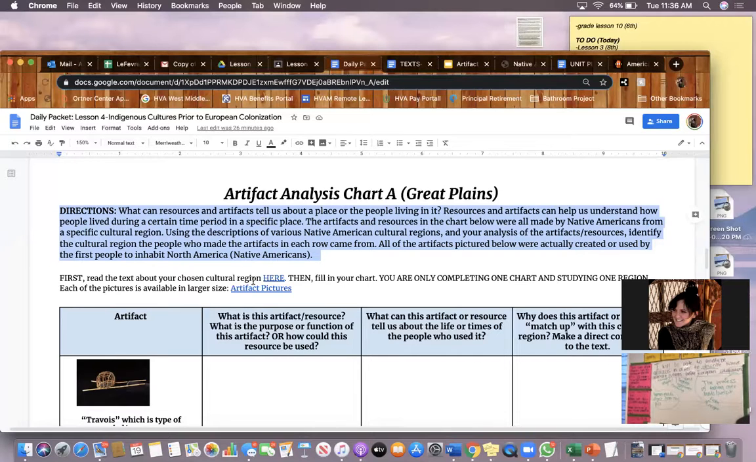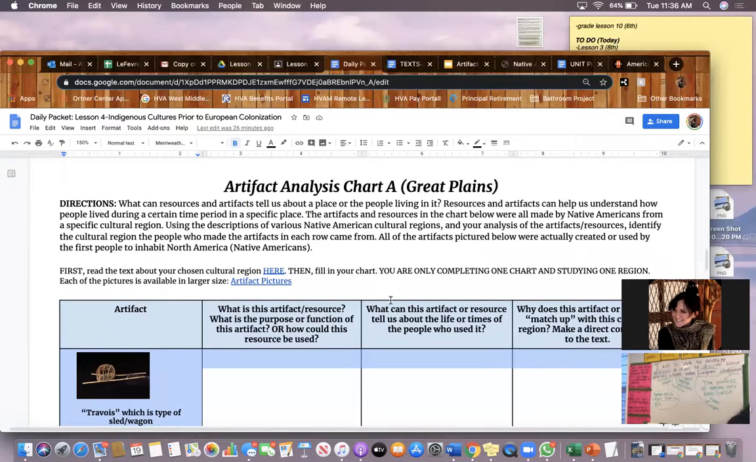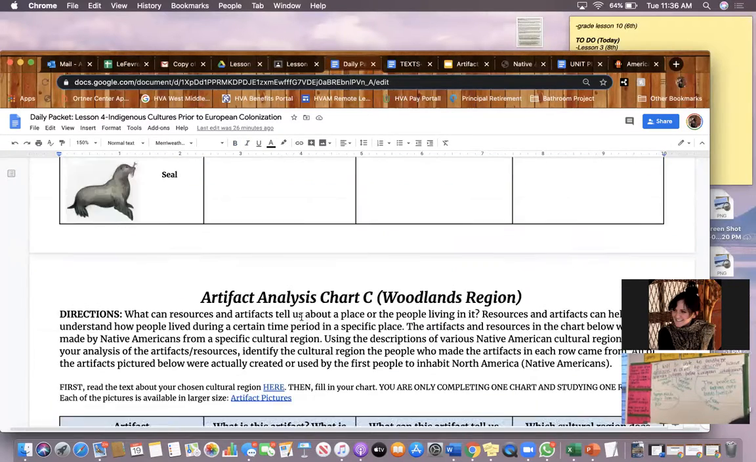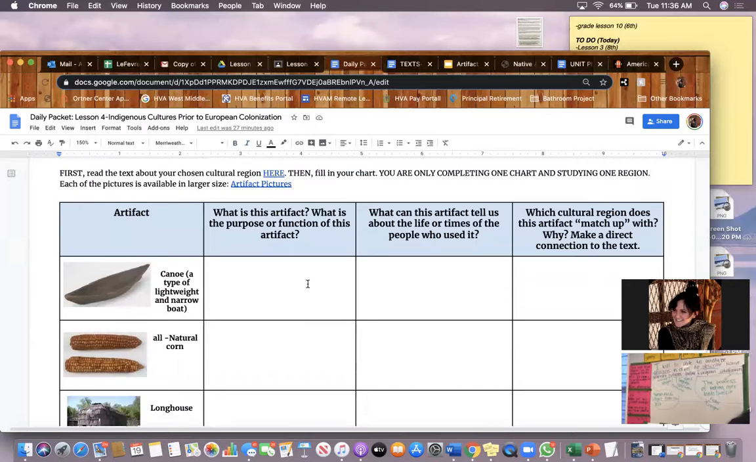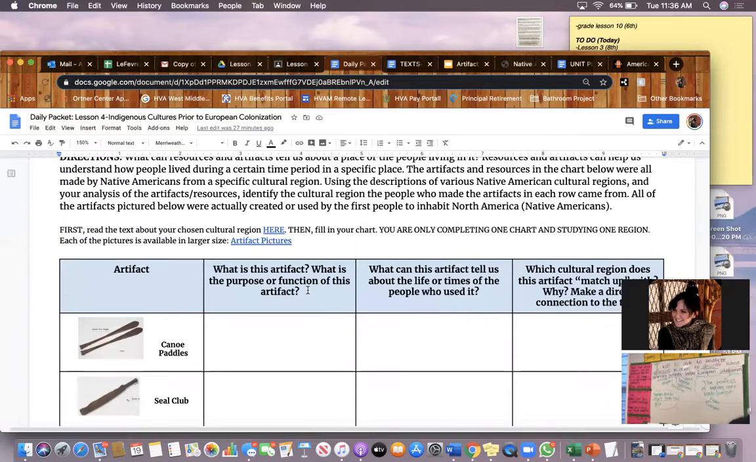All of the artifacts pictured below are actually created or used by the first people to live in North America, Native Americans. Your first step here is to pick one chart. So there are 3 charts here. There's a chart that's related to the Great Plains cultural region, the Pacific Northwest cultural region, and the Woodlands region. You are not becoming an expert in all 3 cultural regions, only in one. So pick one cultural region to become an expert in.